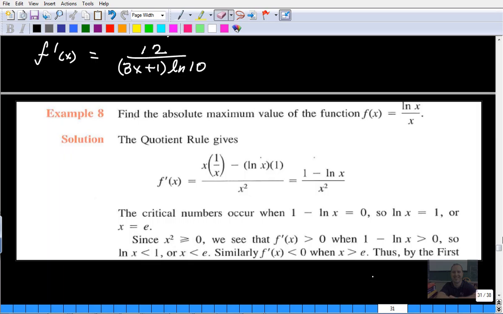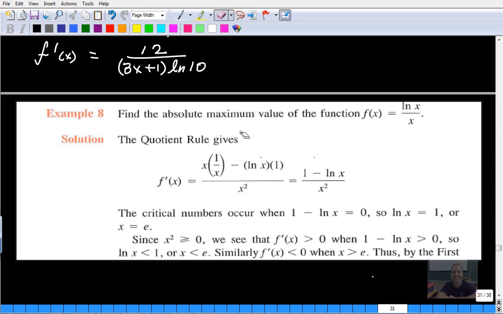Okay, example 8. And I copied the question and the solution here onto the notes. I want to focus on a couple things here. Again, when you look at these solutions, like in your solutions manual, even when we do things like this, sometimes there are little steps that are skipped or assumed that you know what's happening.